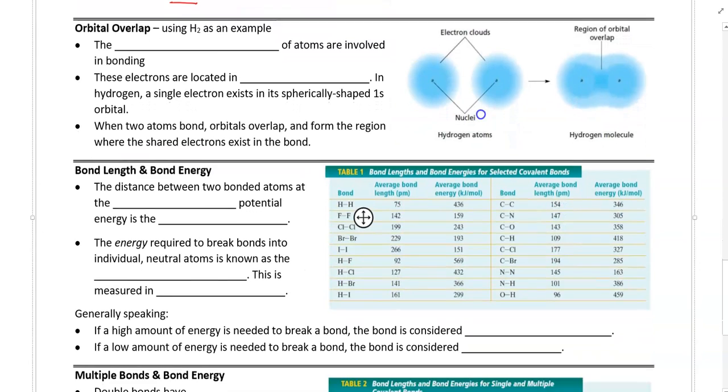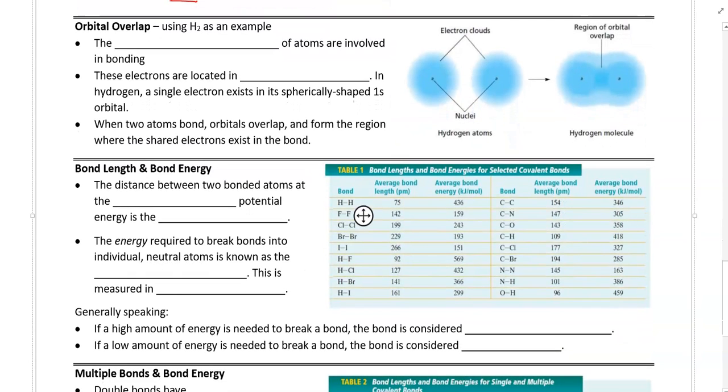All right, let's break the rest of this down. First of all, with orbital overlap, what we talked about here is, again, using H2 as an example. We see here that the valence electrons of hydrogen atoms are involved in bonding. There's only one electron, and these electrons are located in orbitals. Generally speaking, it's the outermost orbital. For hydrogen, there's only one electron, so its outermost orbital is that single electron in that spherically shaped 1s orbital.